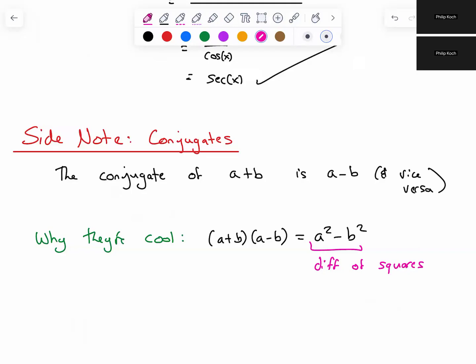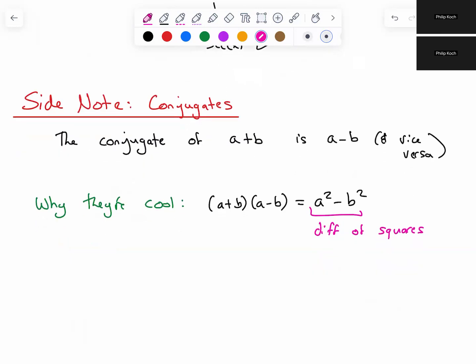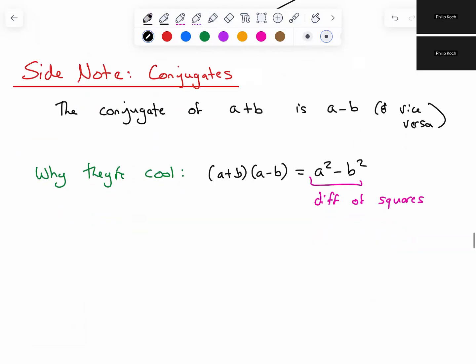When you multiply conjugates together, you always get a difference of squares. That's why, when I teach complex analysis and complex numbers, conjugates are very important. You don't need to write this down. Do you guys remember what i is? The imaginary number, the square root of negative 1. So when you multiply these conjugates out, you get a squared minus b squared i squared.